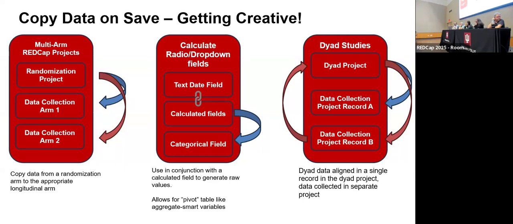I just want to give a couple examples here. I'm only going to give one of these. Of course, it's great, but there are some creative uses for copy data on save that I love. One of them is having a multi-arm copy data on save randomization project where you can randomize somebody into a specific arm in a REDCap project based on a randomization value that's within the same project, most appropriately probably different projects. The one that we'll go into the example in just a second is the calculate radio dropdown fields. But the last one is one that has come up multiple times in the last couple of months, and I don't really know why it has.